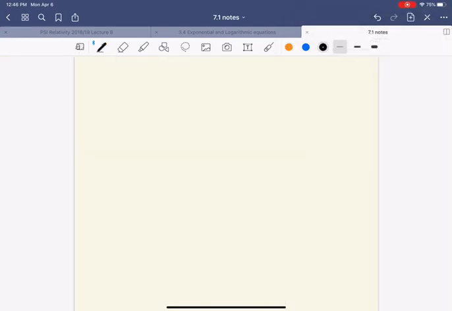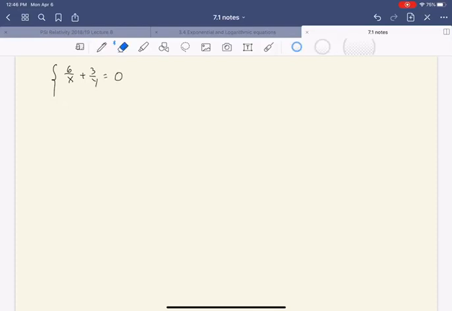All right, we're going to do one last problem. This one is going to be another linear equation, or linear system. We're going to have 6 over x plus 3 over y equals 0. And then 4 over x plus 9 over y equals negative 1.